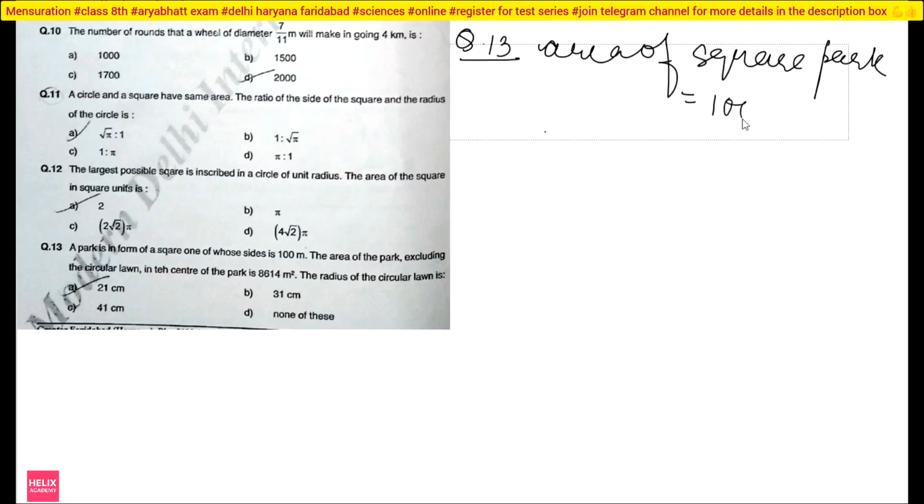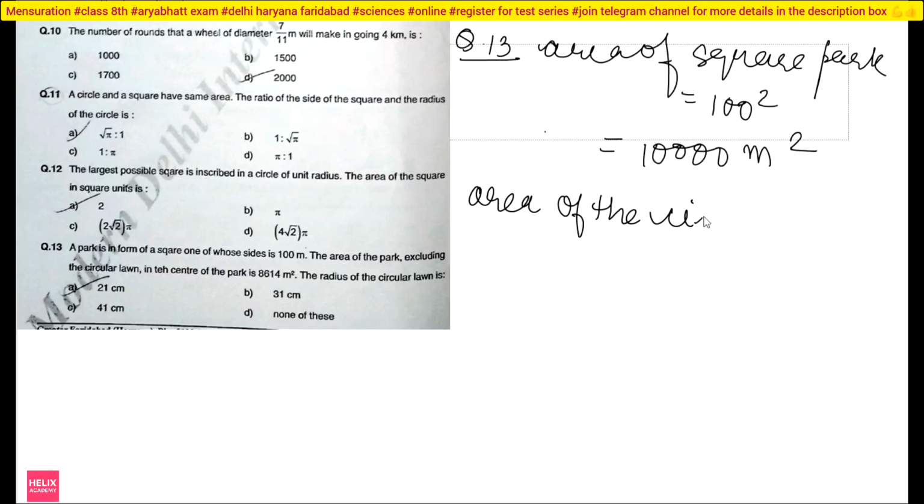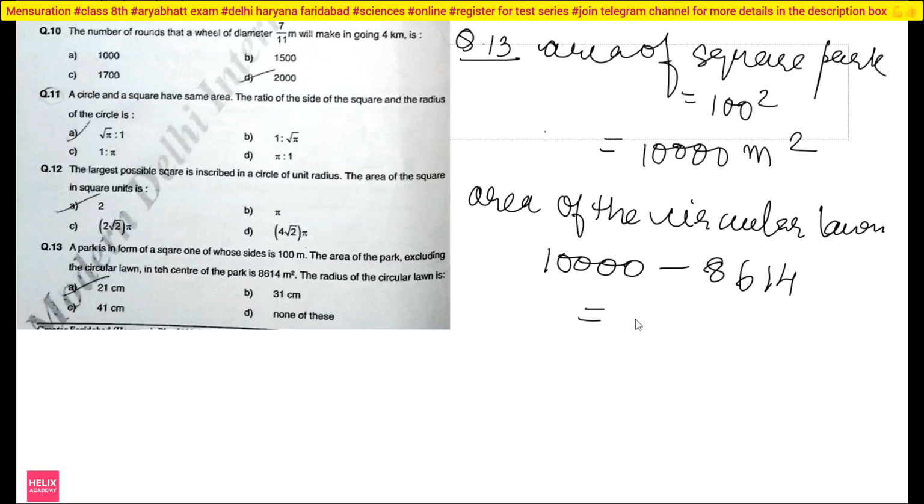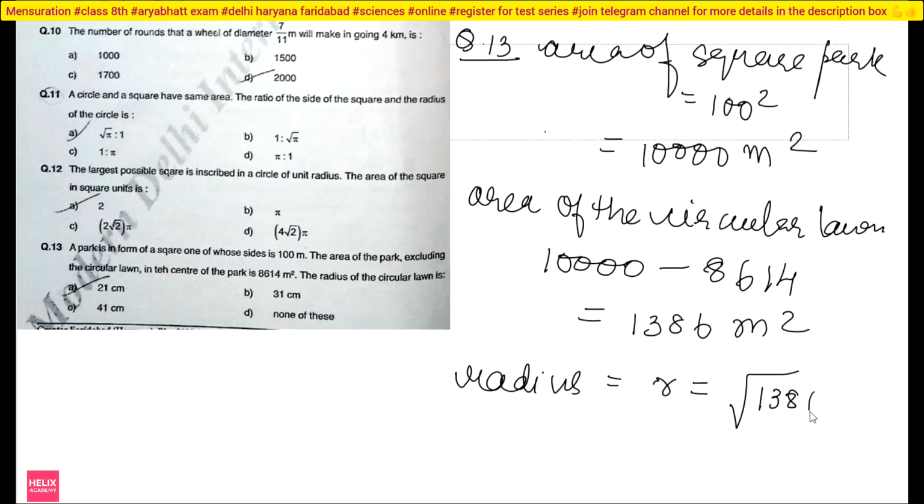So area of square part is equal to 100 square, or I can say 10,000 meter square, right? Now area of the circular lawn we have to subtract, means 10,000 minus your 8614. So what will I get? 1386 meter square. So radius becomes what? The radius of the circle, it becomes r is equal to under root of 1386 divided by pi. Calculate it, and it is approximately 21.